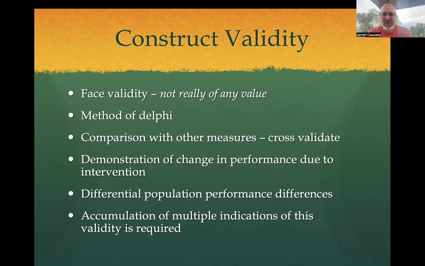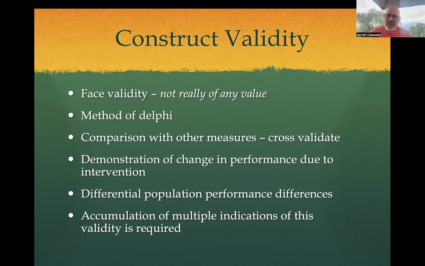State assessment teams do this all the time when they're building their third grade reading assessments or fifth grade social studies test. They give it to fifth grade social studies teachers and say, okay, which items effectively measure what we expect to be measured in fifth grade social studies classes in our state. As I said, comparison with other measures, cross-validate, that's that concurrent validity.